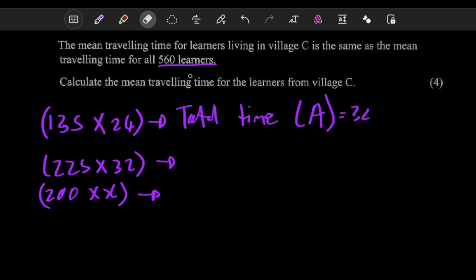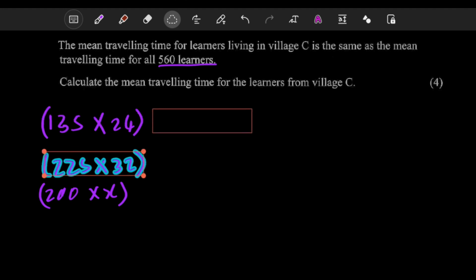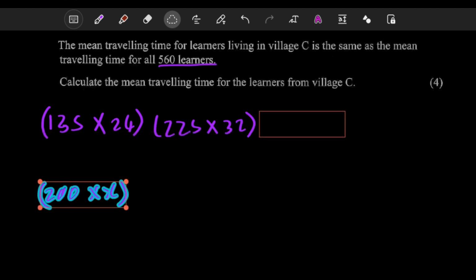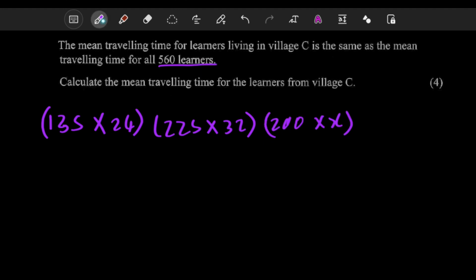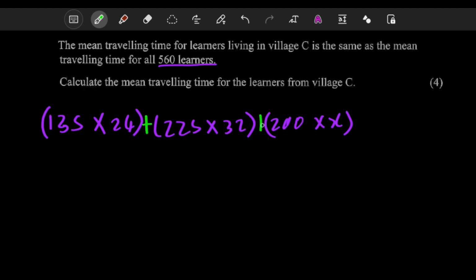Let me just do all this at the same time, because this is honestly just wasting time. We're just going to take this total and add it to this total, and then add it to this total. The reason we add them up is because this gives you the total number of minutes that everyone spent going to school.